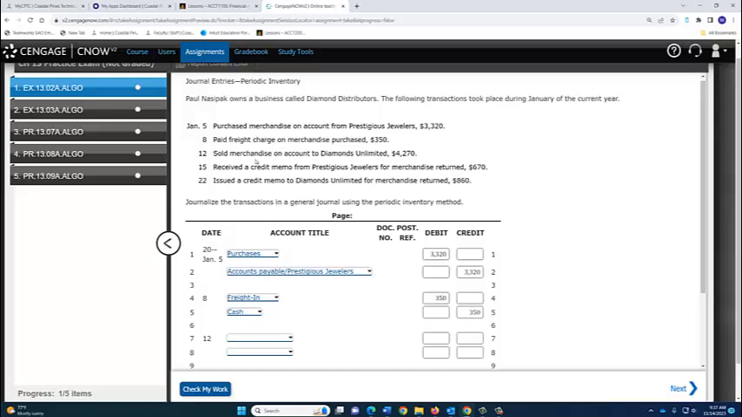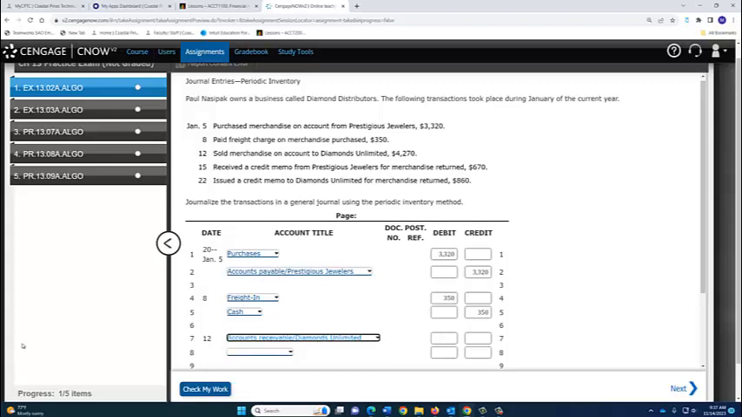On the 12th, we sold merchandise on account to Diamonds Unlimited for $42.70. So we're just going to record the sale. And the sale was on account, so we did not receive cash. We received a promise to pay, so we're putting that in accounts receivable, and then we're going to credit the sales account.